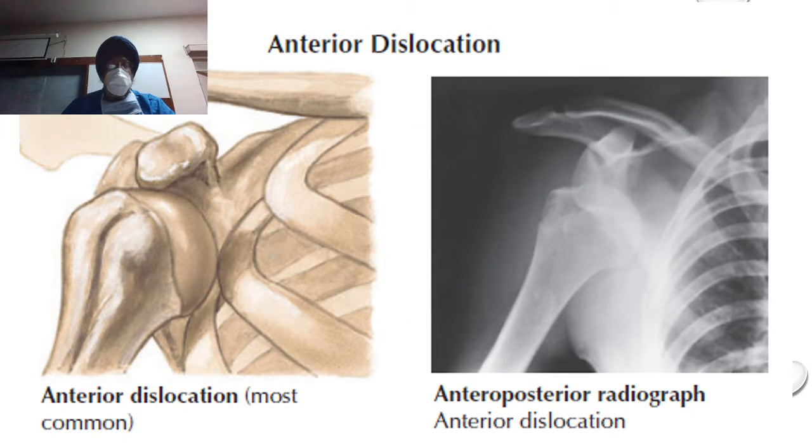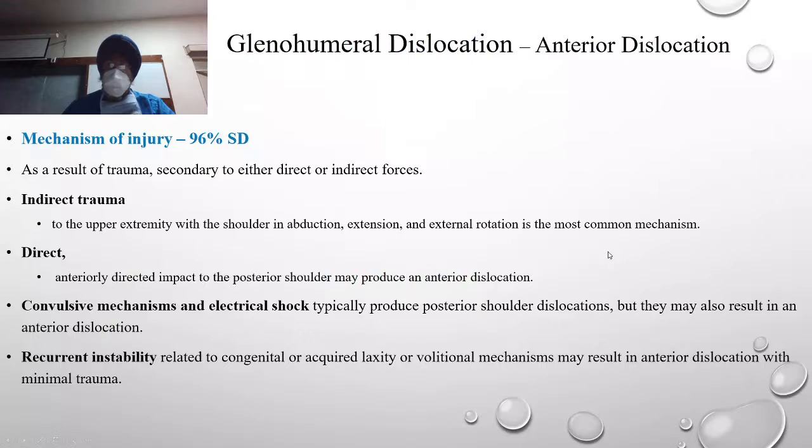Anterior dislocation, most common. This is the anterior dislocation. This is the radiograph showing the anterior dislocation. So anterior dislocation mechanism of injury: 96% of cases are of the anterior dislocation.